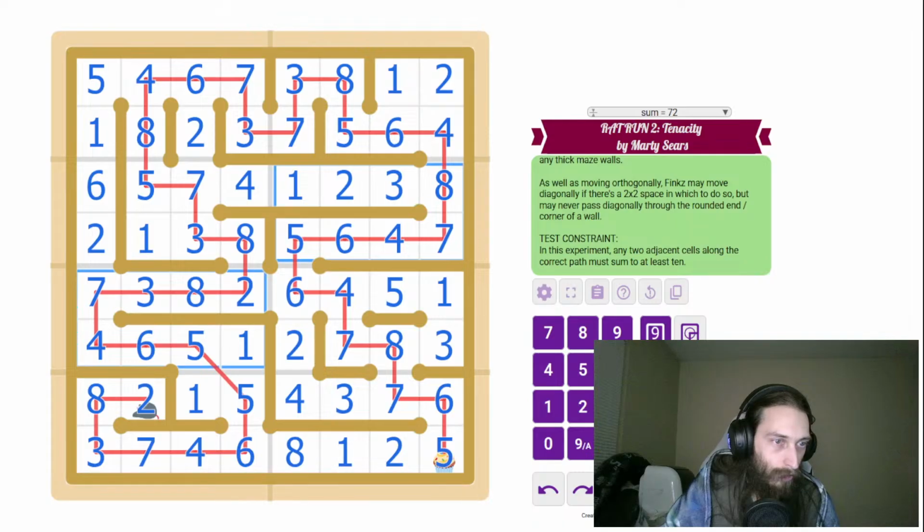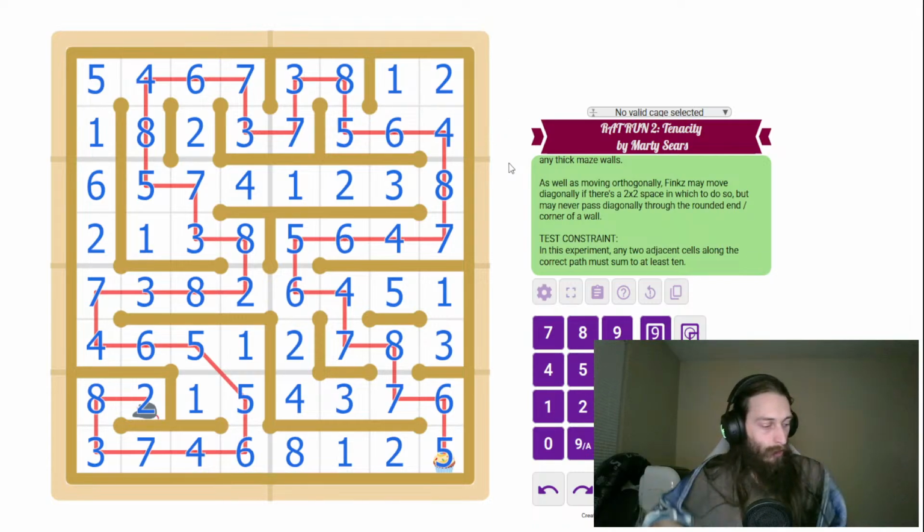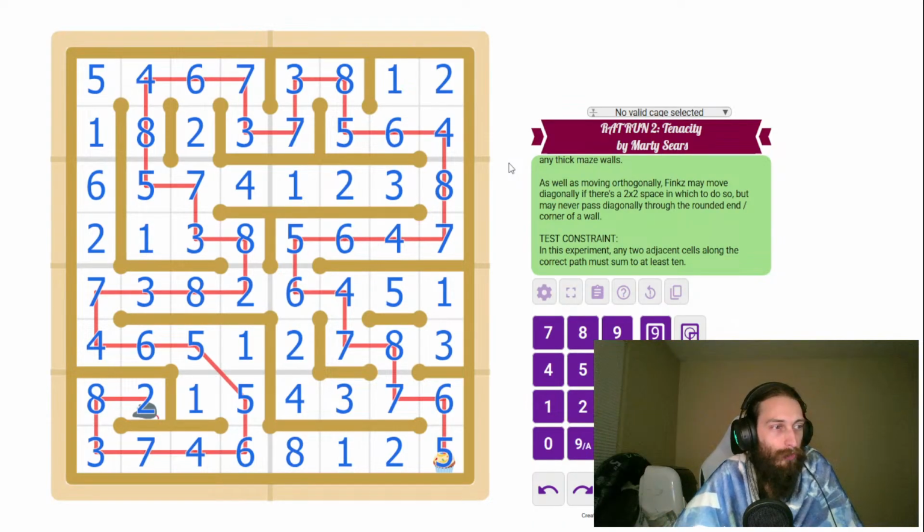Box 5. Yeah, Tallcat did point out that in both of those. And also says that Season 3 of the Rat Run by Marty Sears is coming out soon. So that's pretty cool. This was a fun puzzle. I really like themed puzzles. They're just a lot more fun. There was the puzzles.